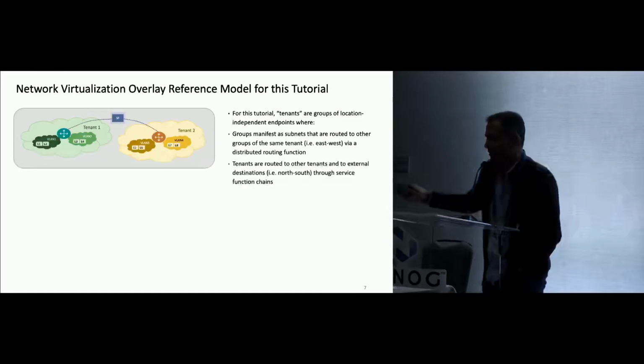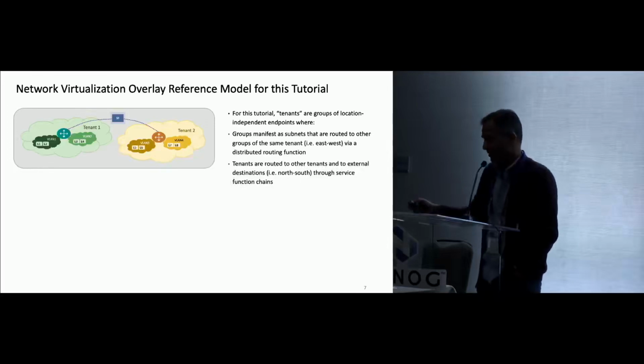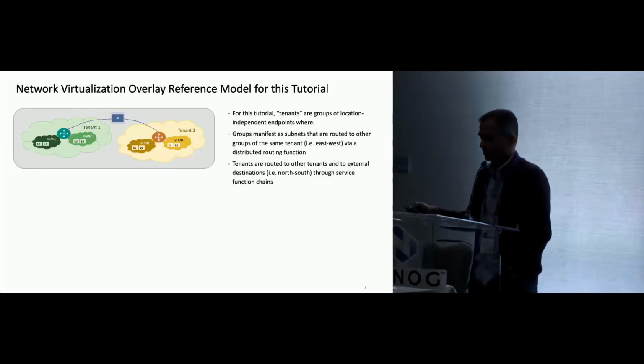Tenants can be routed to other tenants and to external destinations through service function chains. That's where we'll talk about service function chains, and this is what I refer to as north-south. So any extra-tenant traffic to me is north-south, at least for this tutorial.